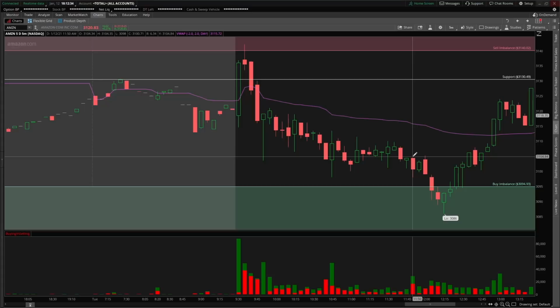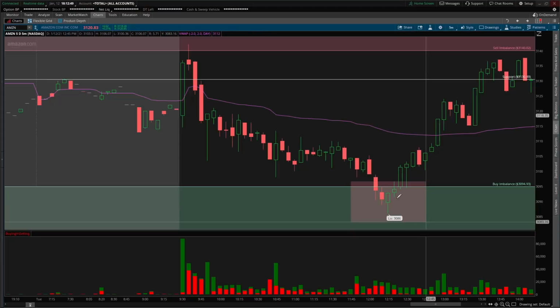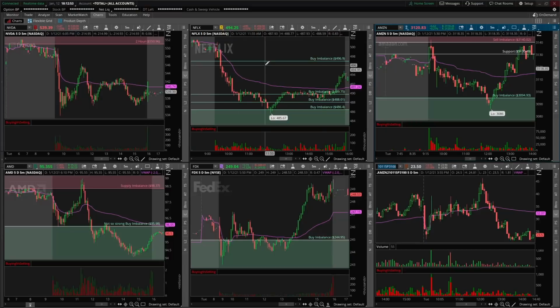Some of them work, some of them don't work, but the probabilities of market reversals and market continuations are very high. So from the 3140 supply all the way down into the buy imbalance at 3094. Again, this was at the same time the S&P bounced, so it was confluent. So that was Amazon. Next thing is Netflix.